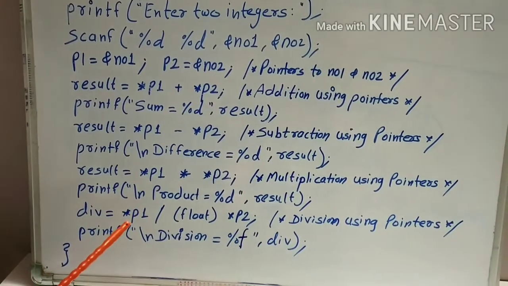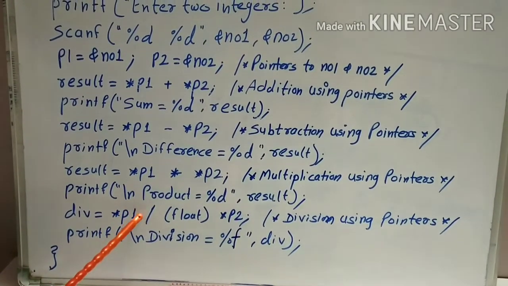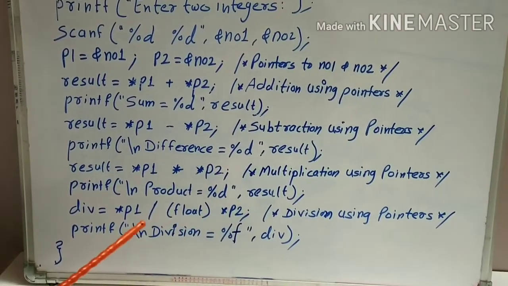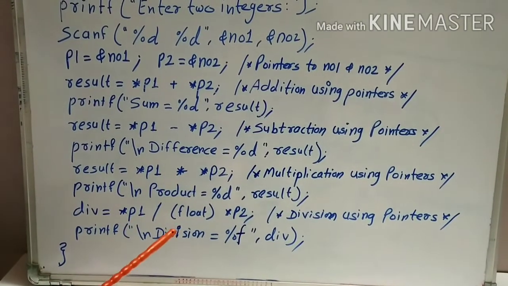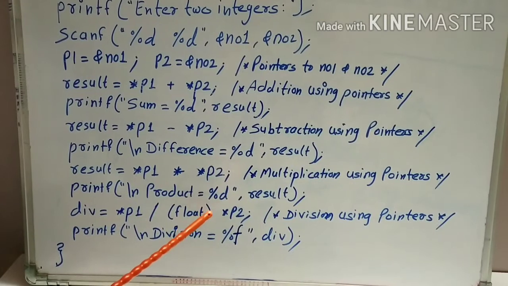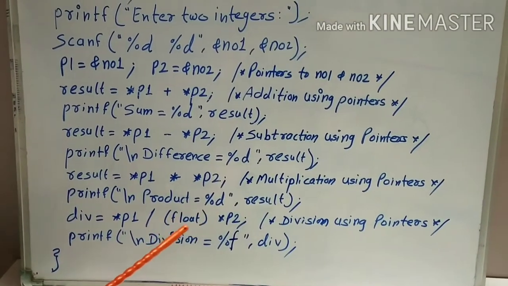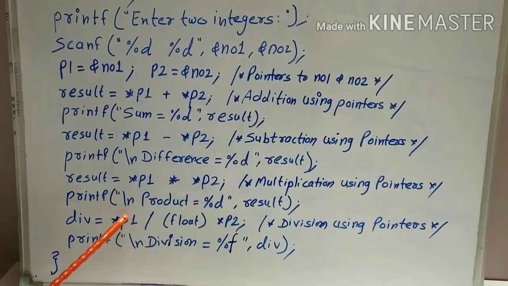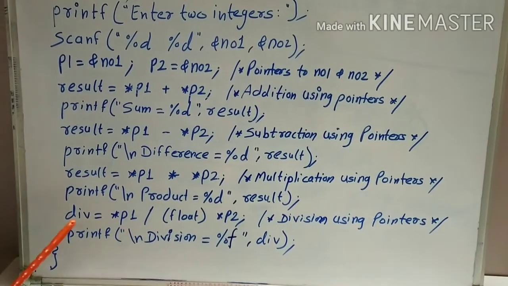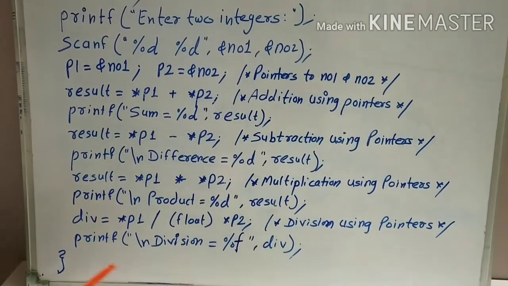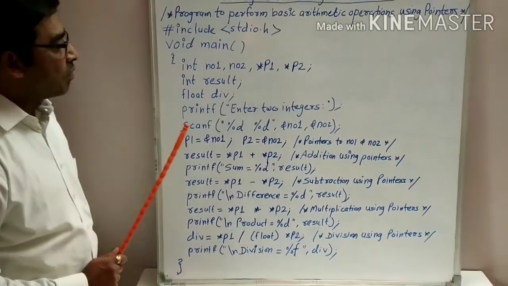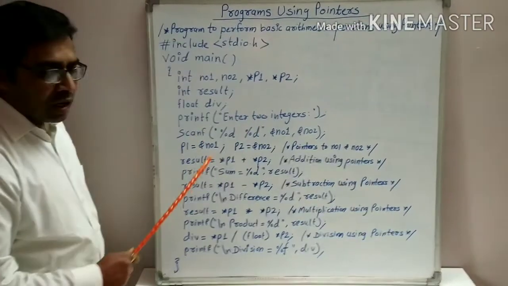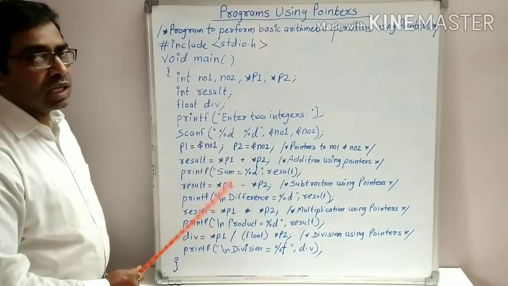Then for division I am using the slash operator, star P1 slash star P2. Now here as P1 and P2 both point to integers, integer division will occur, and to avoid the incorrect result I am type casting star P2 to float. Now here the division will be performed as integer divided by float and we will get the floating point result, and the division will be displayed. So this is a simple program in which I am using two pointers P1 and P2 to perform four basic mathematical operations.